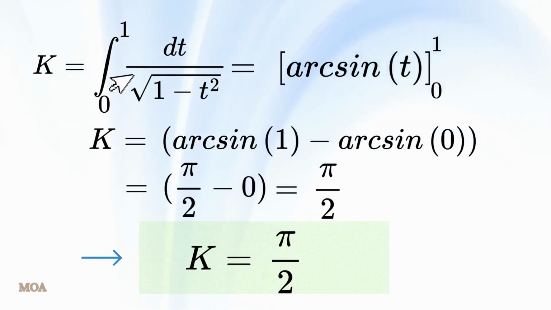Since 1 divided by the square root of 1 minus t squared is the derivative of the arc sine of t, K equals the arc sine of t evaluated from 0 to 1. This equals the arc sine of 1 minus the arc sine of 0. Since the arc sine of 1 is pi over 2, and the arc sine of 0 is 0, this leads to K equals pi over 2.